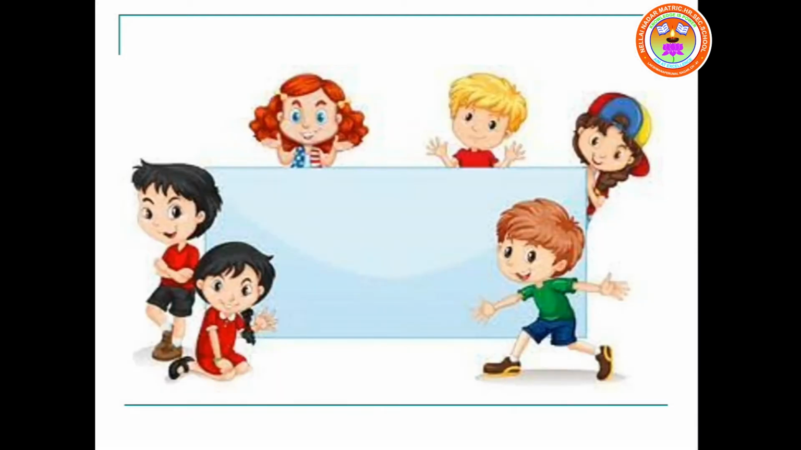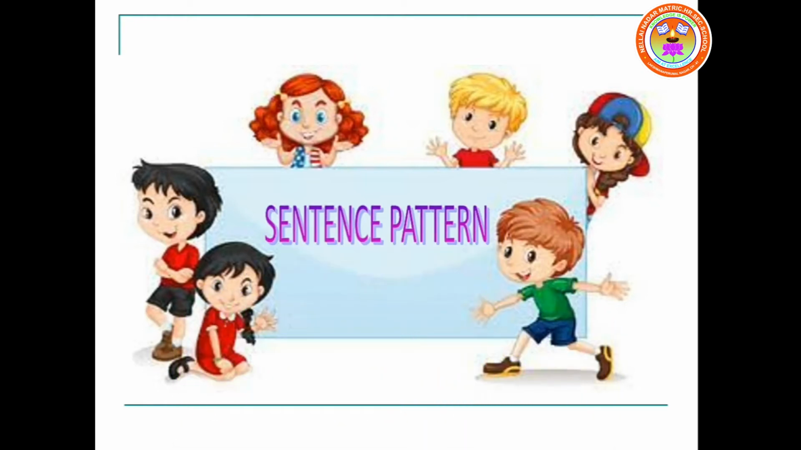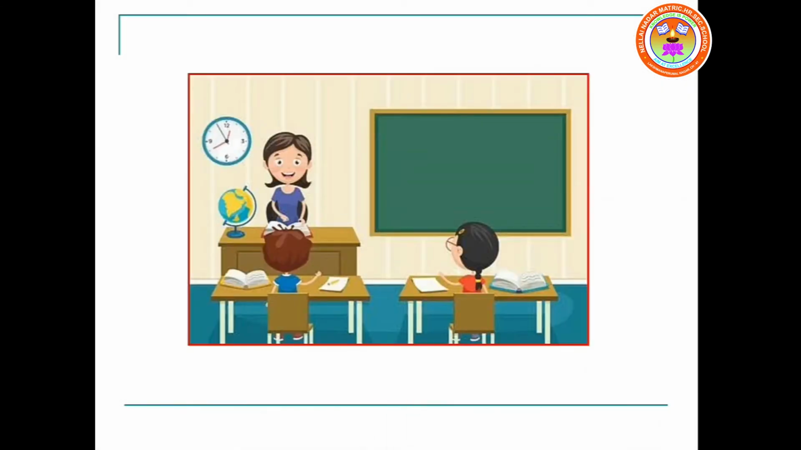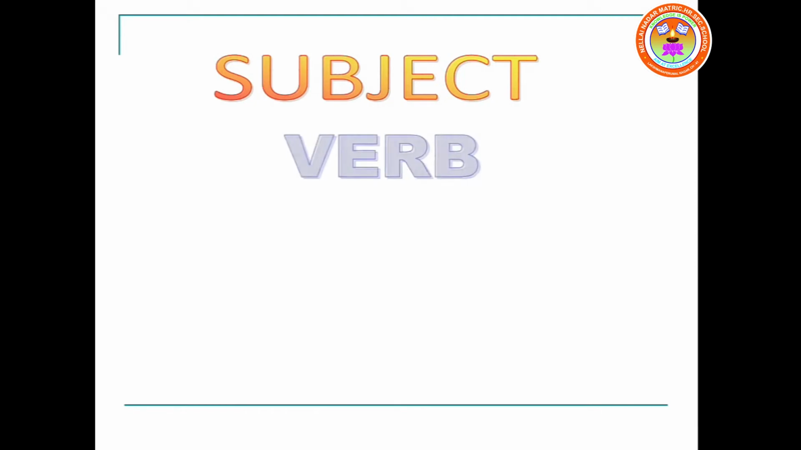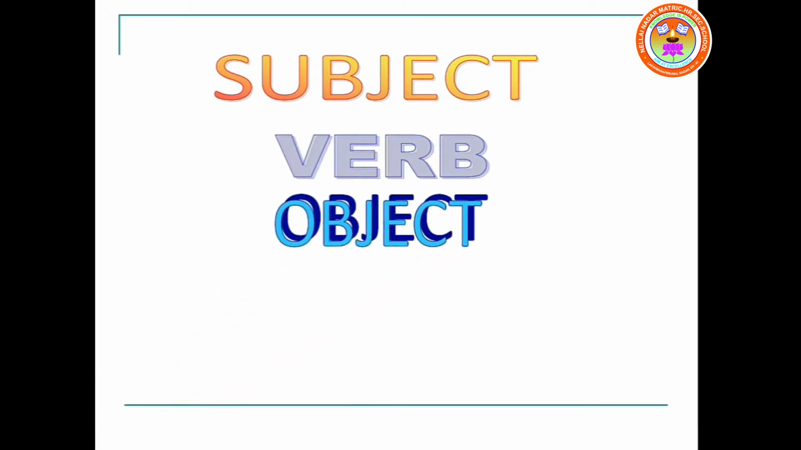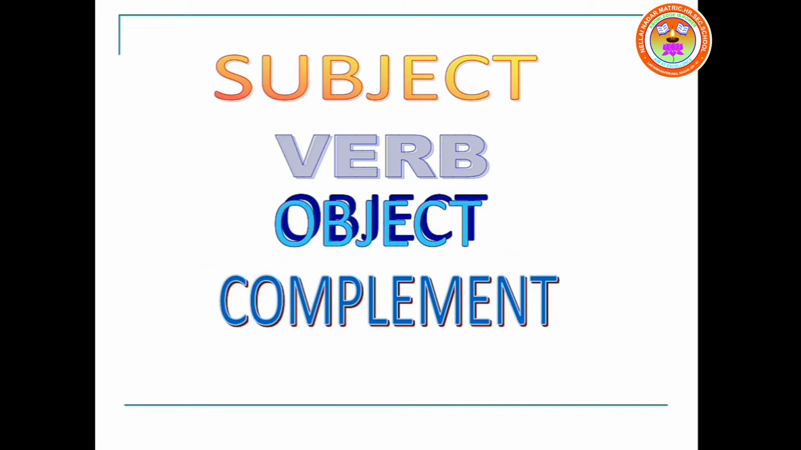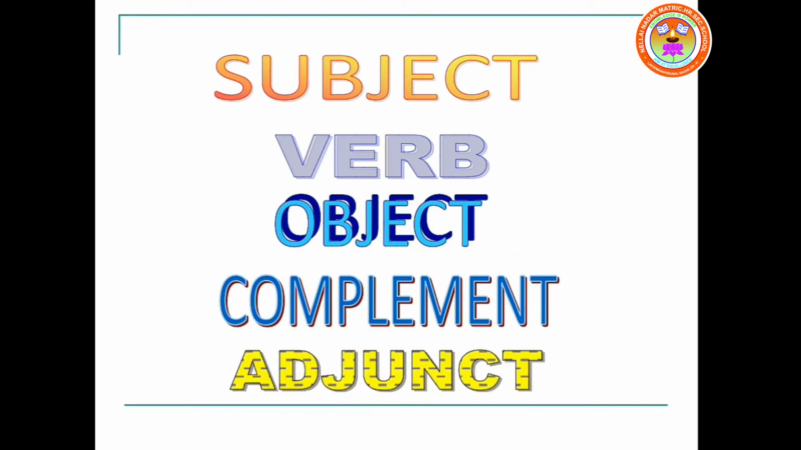Dear children, today's topic is sentence pattern. Sentence pattern is an arrangement of words in a sentence. My dear children, we have to know 5 words to identify the sentence pattern. The words are subject, verb, object, complement, adjunct. Dear children, subject, verb, object, complement, adjunct are the important words.